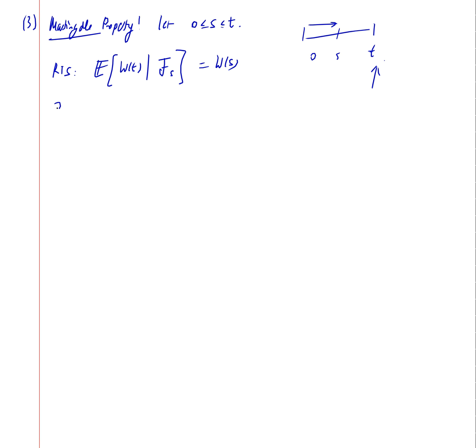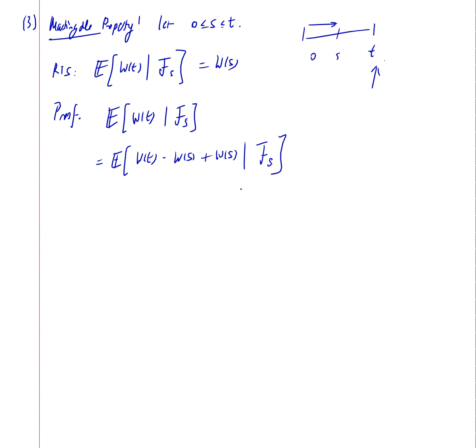So let's prove this. If you take the expected value of this guy, conditional on F of s, kind of like what I did with another trick before, we can subtract the Ws and add it, right? Because we want this in terms of time s indexed values. So Wt minus W of s plus W of s, conditional on all the information that we have up to time s.